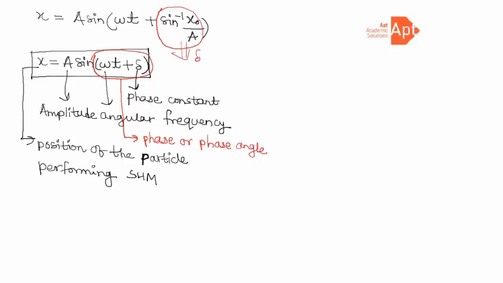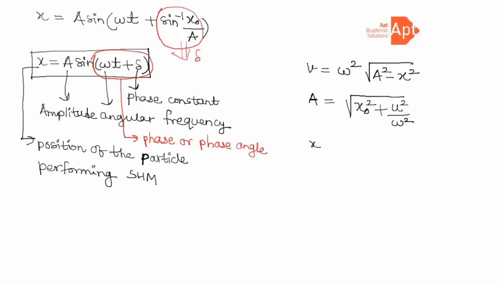In this lecture, what we have learnt is the value of velocity v in terms of x. It was omega square root of a square minus x square. The value of amplitude a is root of x naught square, that is the initial position, plus the initial velocity, the square of it, divided by omega square. And the equation of a particle performing SHM, which is x is equal to a sine omega t plus delta. Okay, so this is what we have learnt in this particular lecture.